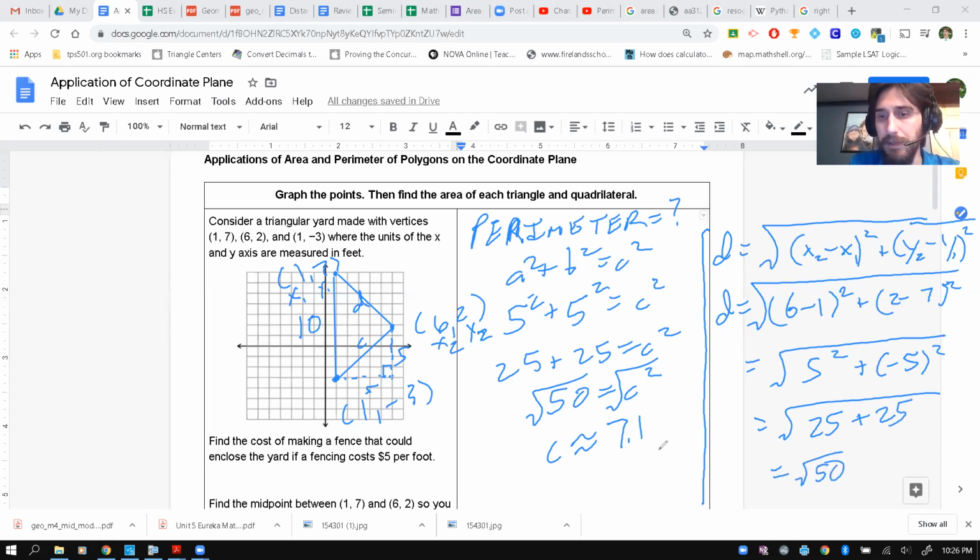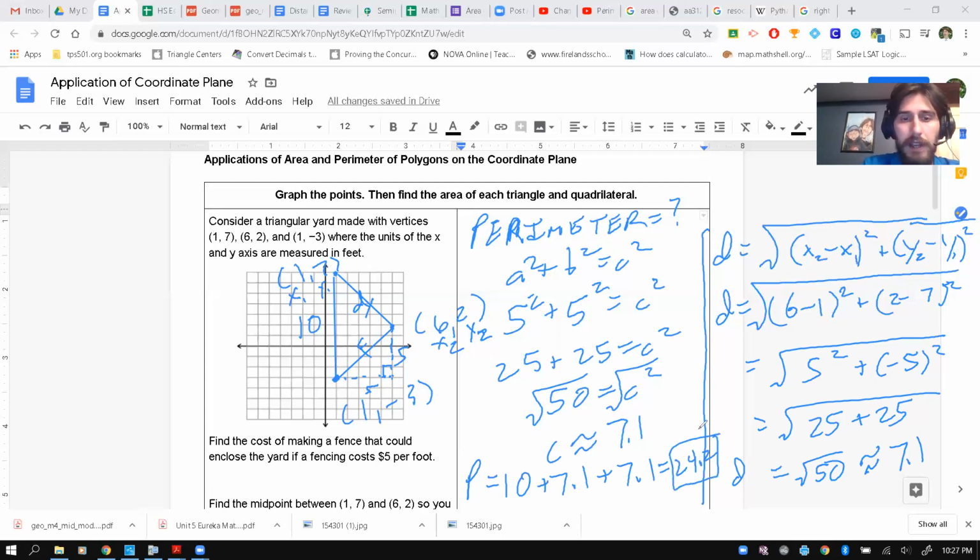Hey, we know what the square root of 50 is. The square root of 50 is about 7.1. We just found that. So both of these lengths turn out to be the same. They're both 7.1. So the perimeter of this shape is going to be 10 plus 7.1 plus 7.1. Or what would that be? 14.2 plus 10 is 24.2 feet. Okay, now that's not necessarily the answer we're looking for here.